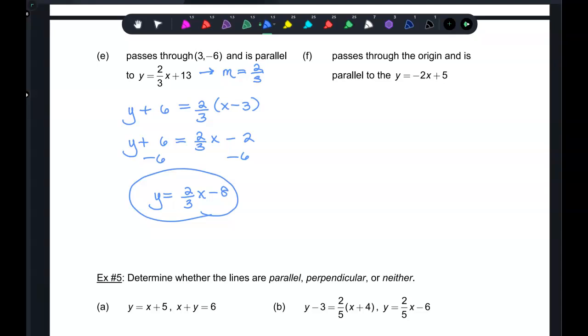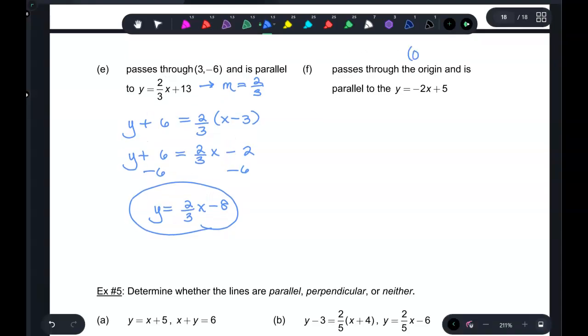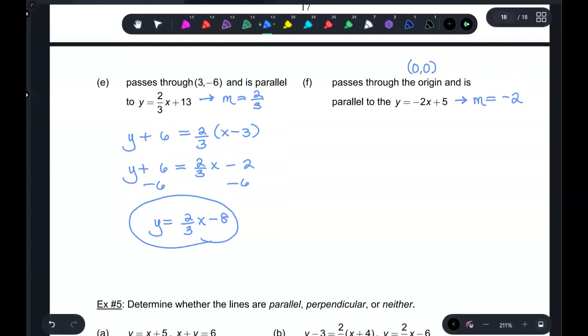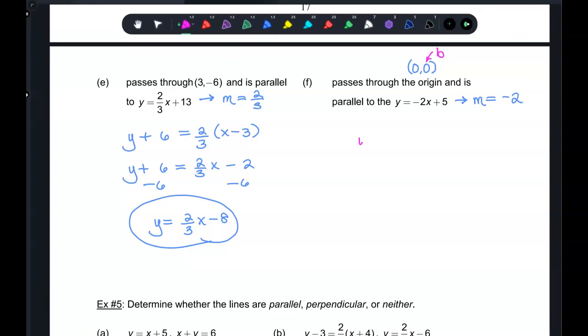The origin is 0, 0, right? Yeah, so passes through the origin. That's 0, 0. And is parallel to y equals negative 2x plus 5. So what do I want here? What's my slope going to be? Negative 2. It's going to be the same. Well, if it goes through 0, 0, what's my b? 0. So I could just write y equals negative 2x. If you really want to put plus 0, go for it, but you don't need it.